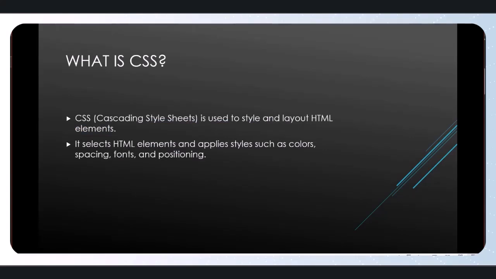CSS is used to style the layout of HTML elements. So the HTML page provides the structure and the content, and then CSS styles it. It selects the HTML elements, or it can also select the elements with their IDs or class, and then applies styles such as colors, spacing, fonts, and positioning.